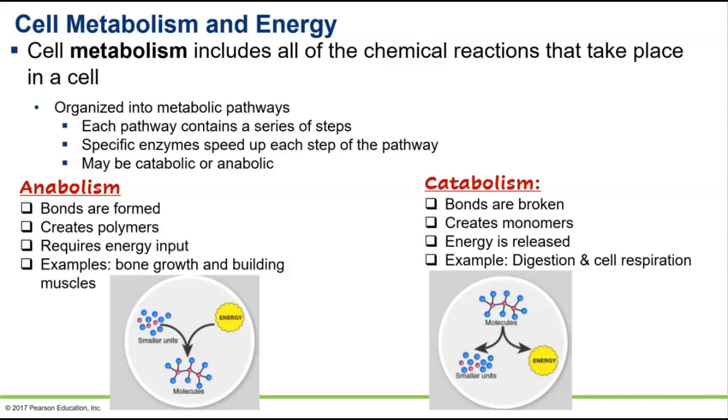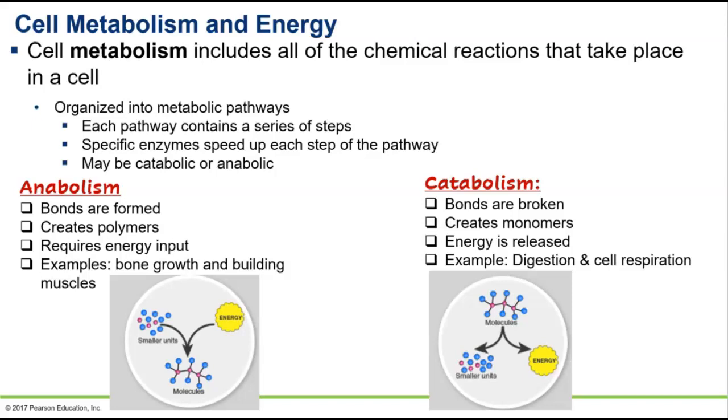And enzymes are there to speed up the chemical reactions that are going to happen, so that they can happen when the cell or the organism needs them to happen. These kinds of metabolic reactions can be divided into either catabolic or anabolic reactions. We'll talk first about anabolic reactions.